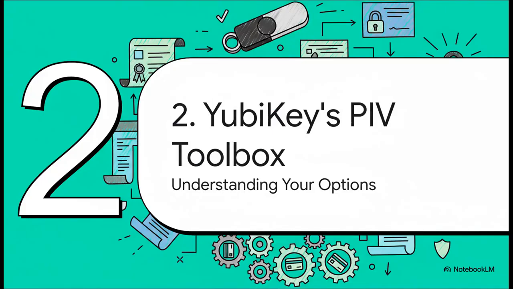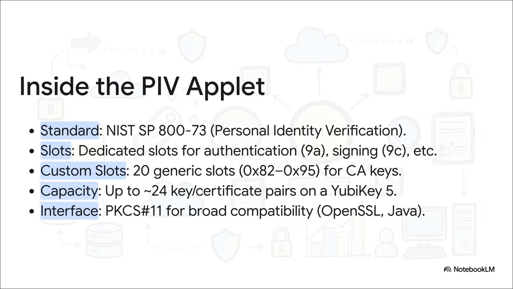Now, to make this work, we're not using the YubiKey's typical one-time password features. Nope. We're tapping into a much more powerful, standardized application that lives on the key. It's called PIV, which stands for Personal Identity Verification. So let's look inside this PIV applet. It's all based on a NIST standard, so it's predictable.